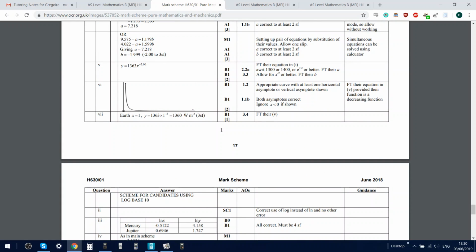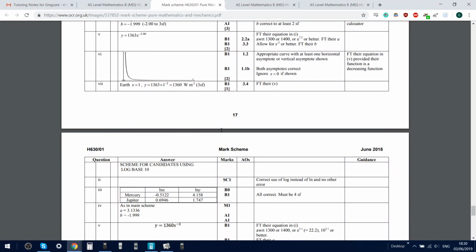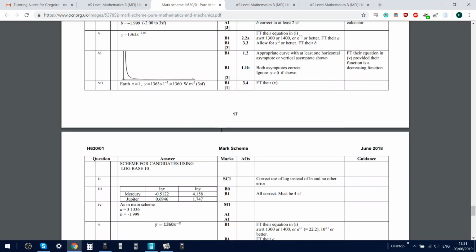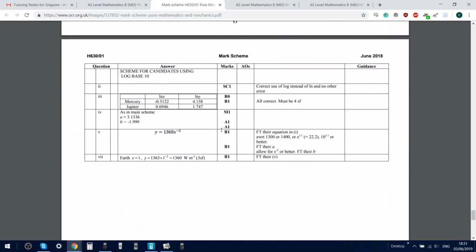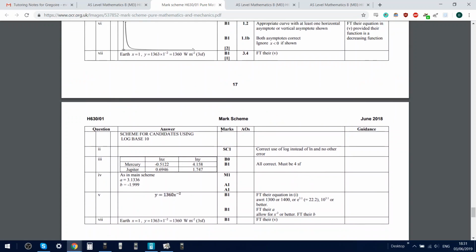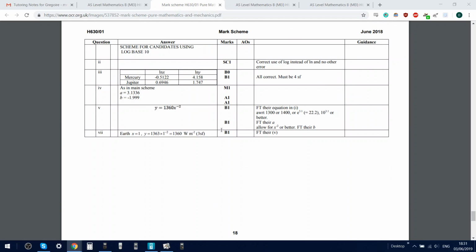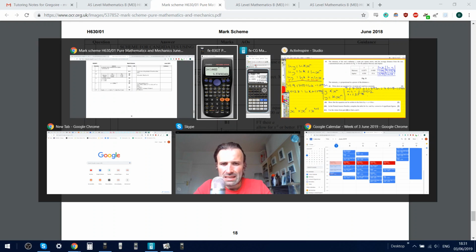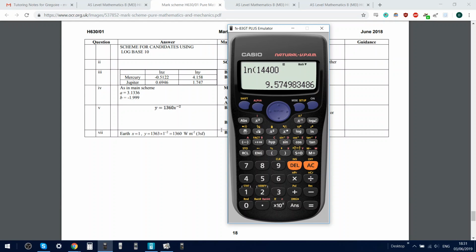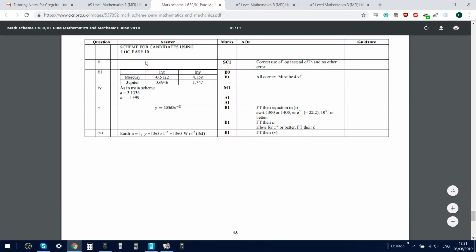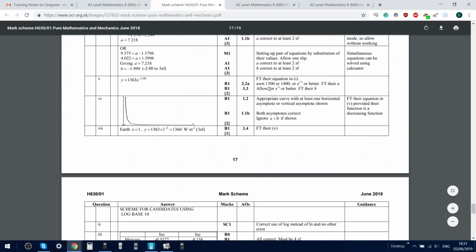Maybe there was something in the question. Oh wait, above. Is that not the same thing? On the page above? No, it just is. So log base... Oh wait, what? Scheme for candidates using log base 10? That's not right. Correct use of log instead of ln. No, go up on the page above.